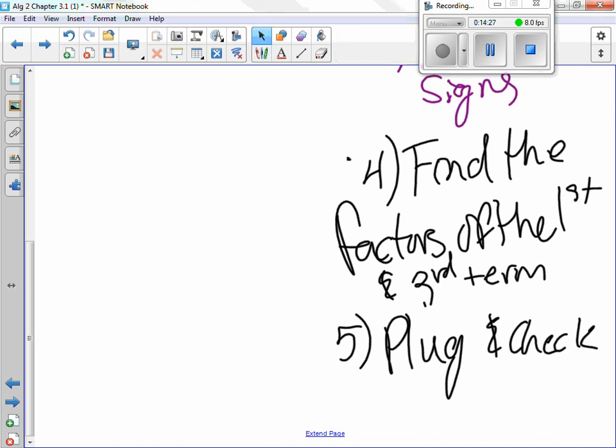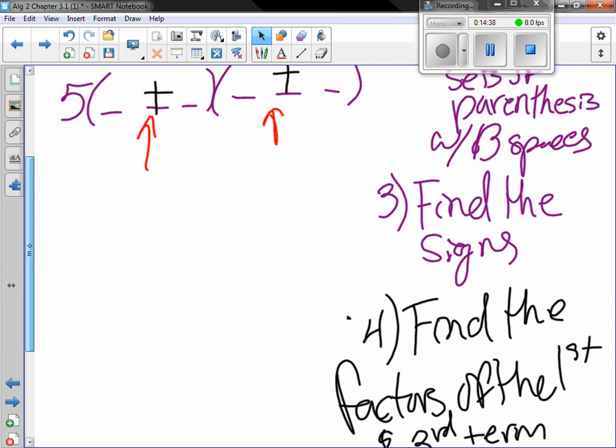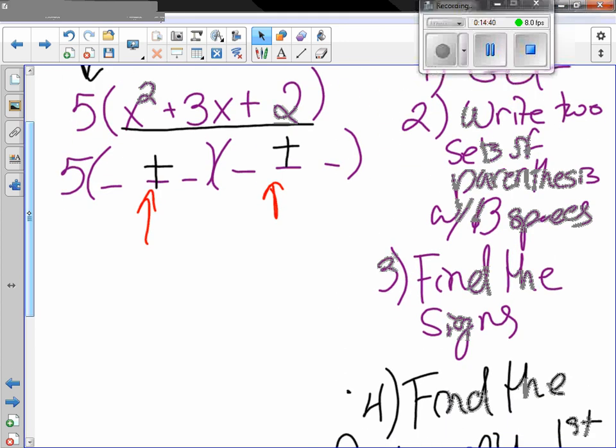Plug and check. And plug and check, step 5 is going to make more sense here in a minute. So we have all those steps. If any of this, so not step 4 and 5, but any of the steps we've done so far, is everything making sense? Yep.